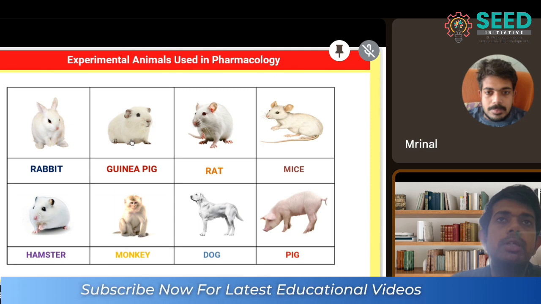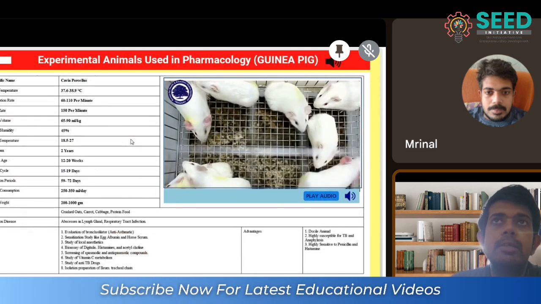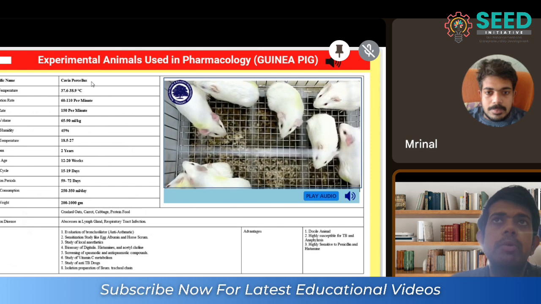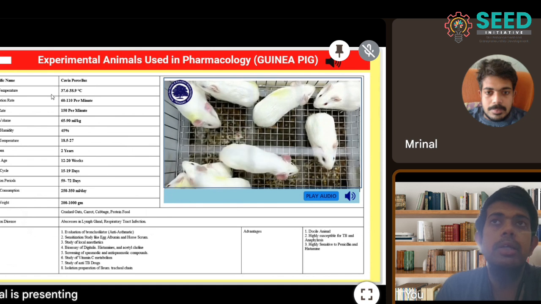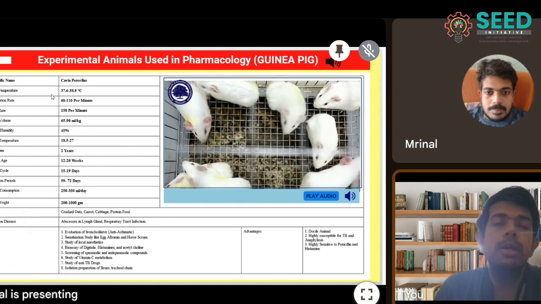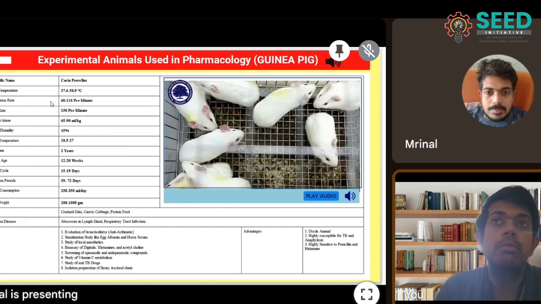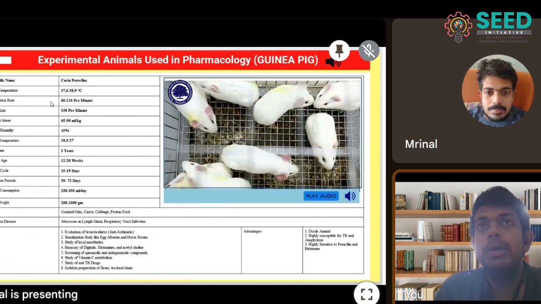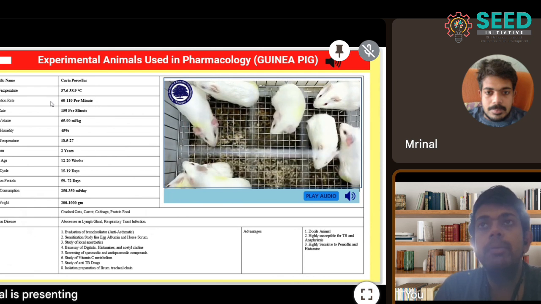Another animal is the guinea pig. The scientific name is Cavia porcellus. Body temperature is around 37.6 to 38.6 degrees Celsius. Respiratory rate is higher than the rabbit, which is 60 to 110 per minute. Pulse rate is also very high, which is 150 per minute. Blood volume is 60 to 90 ml per kg.